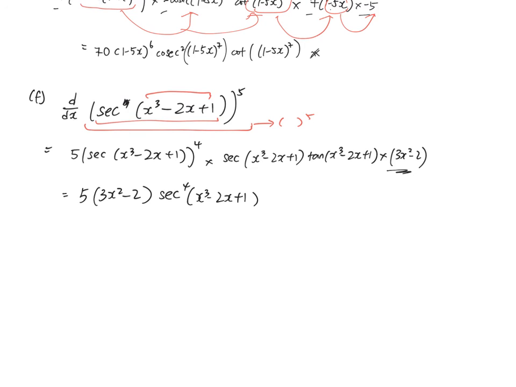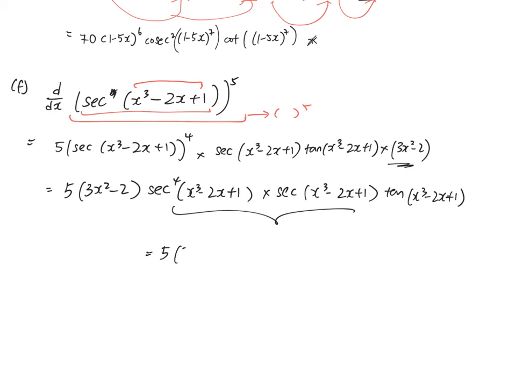I put the power 4 in. And we are done. If you want to combine this and put secant power 5, that's fine, it's up to you. You can also do that. I can simplify my answer further: secant power 5 of x cubed minus 2x plus 1. And we are done.